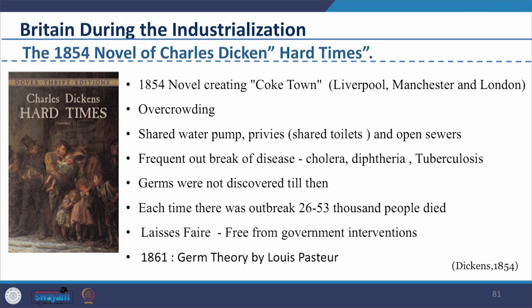Cities were overcrowded, they had shared water pumps, privies, shared toilets and open sewers. Frequent outbreaks of diseases like cholera, diphtheria and tuberculosis happened, and each time there was an outbreak, 26 to 53,000 people died. Germs were not discovered till then. In 1861, germ theory was given by Louis Pasteur, and it was the time of laissez-faire, meaning the economic activities were free from government interventions. So we see how cities became the subject and interest of writers, and of social and economic concern.